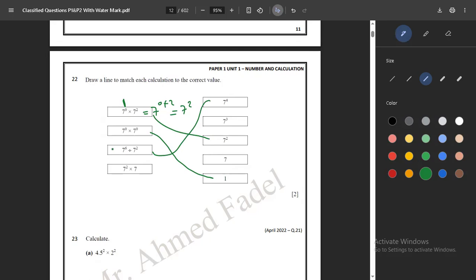This one, add the indices. 7 to the power of 2 times 7 to the power of 1. This is not 0, for God's sake, please. This is 7 to the power of 1. So it's 7 to the power of 3.